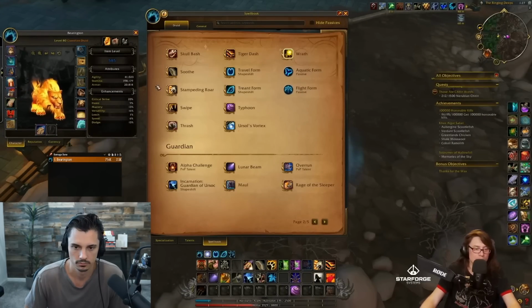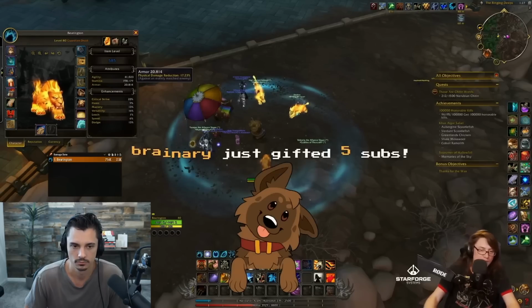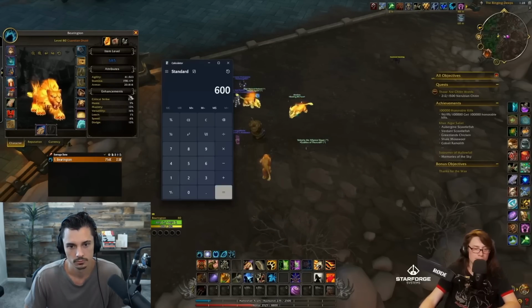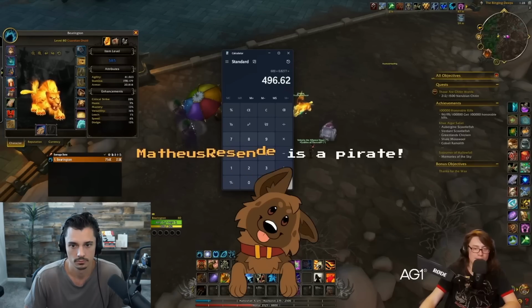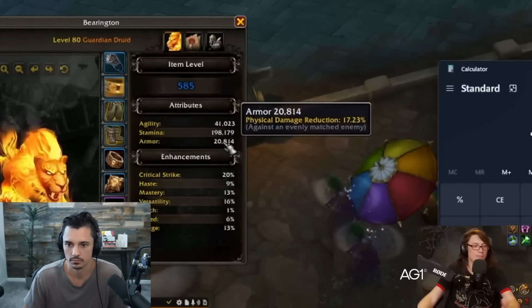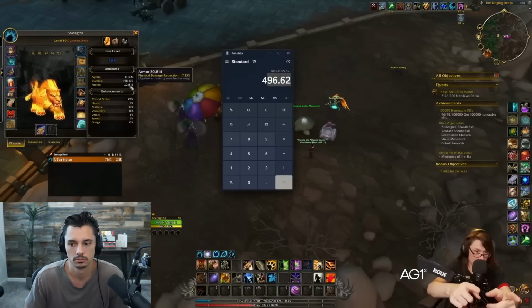So let's go into here, and we're gonna look at my character. You have the armor. So let's say that we were gonna do 600 damage to a target that has 17.23% armor. So you're gonna take, on your calculator, 600, and multiply by that. This will be the end result damage, because we're reducing the damage of 600 by 17.23%. Makes sense. Armor reduces your damage taken, if it's physical, because it's physical damage reduction.